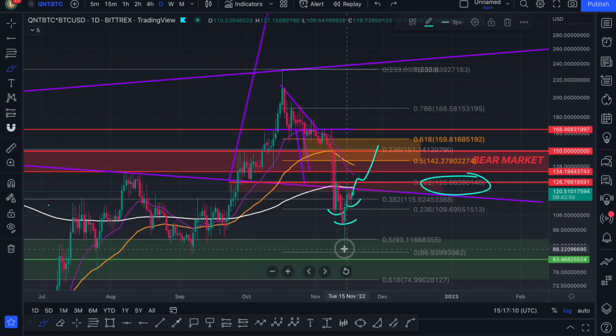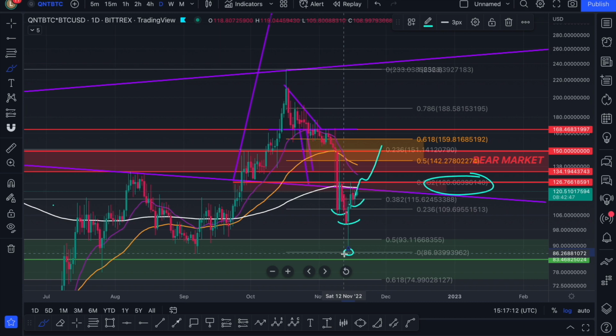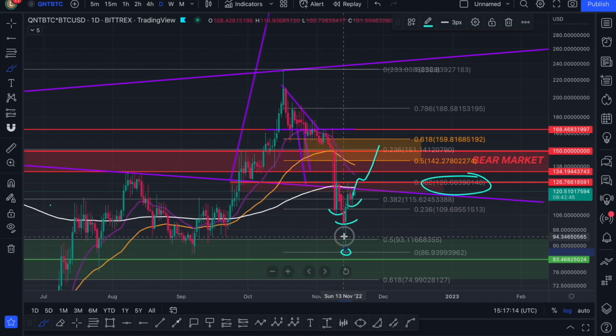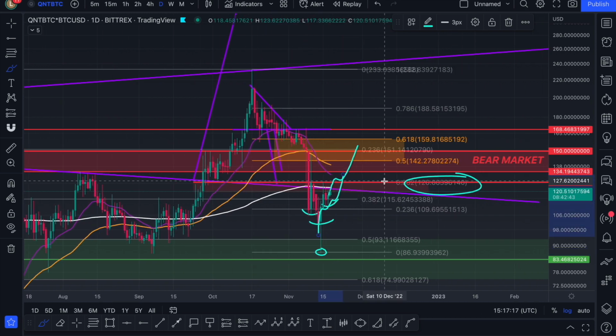It needs retesting. Ever since spiking down here, you can see we were overextended from the EMA, so price needs to come back up towards them.